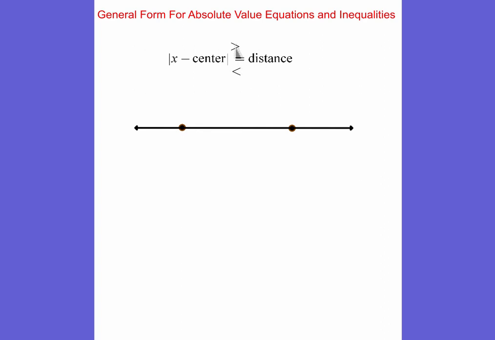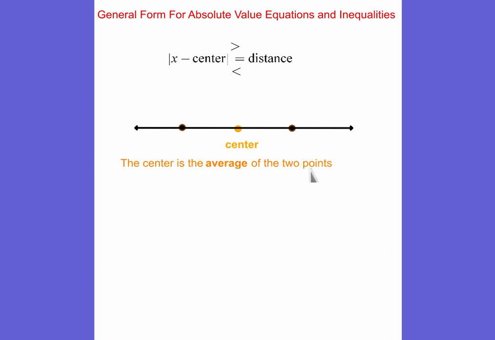And then the symbol, it's either going to be a greater than, an equal to, or a less than symbol. And that's going to be equal, greater than, less than the distance. So we're just going to have some other number over here. And this looks a little weird now, but it'll make more sense as we go.